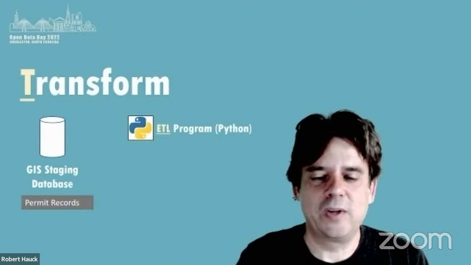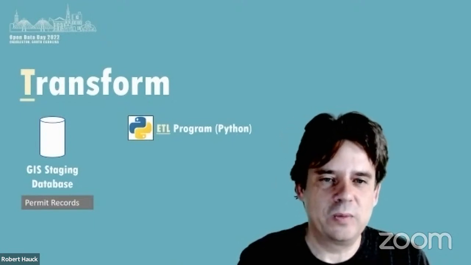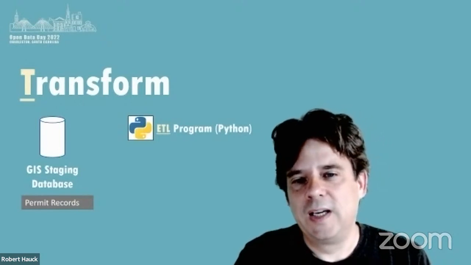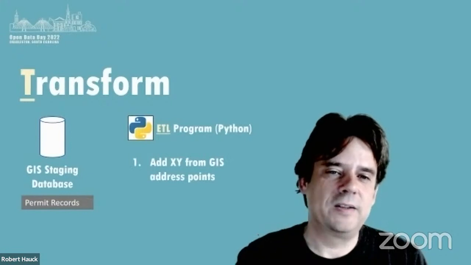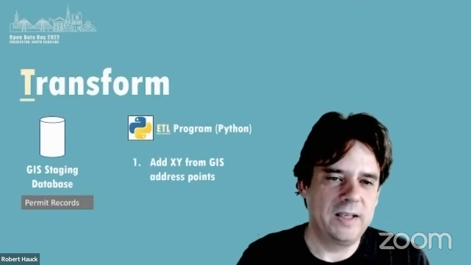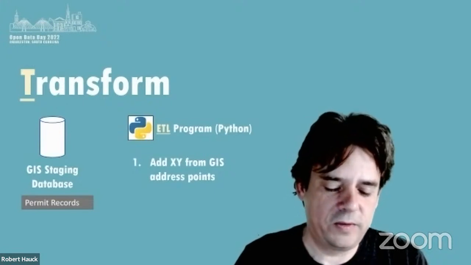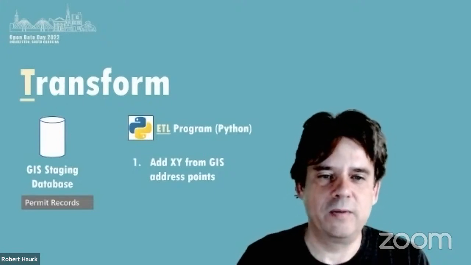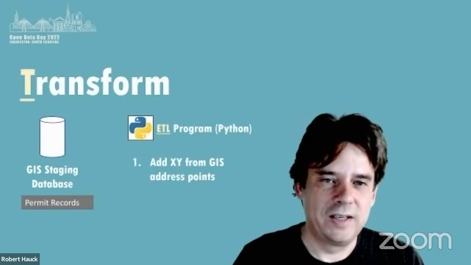The hard part is first finding out what you've got to do, but the actual programming is not too bad anymore. So in our ETL program for the permit data, we need to add an XY so we can put it on maps. We get that XY from our address points: every permit has an address, so we compare that to the GIS address, get the XY, and attach it.